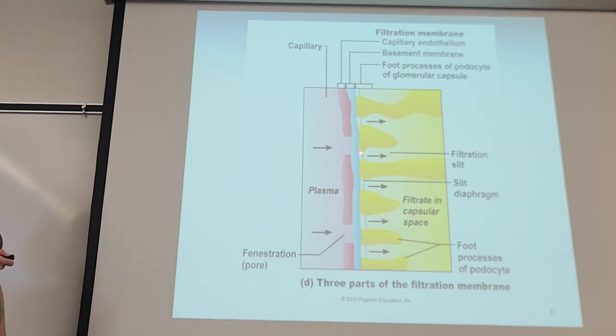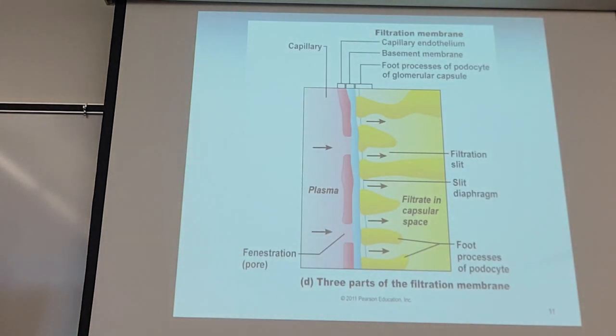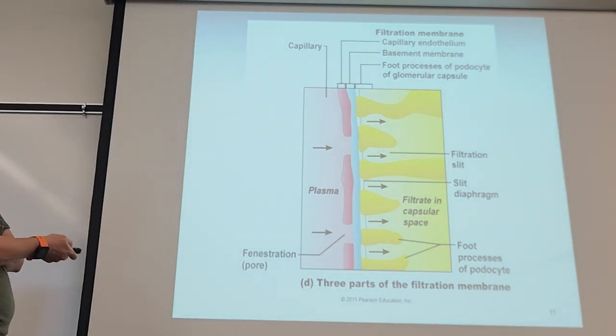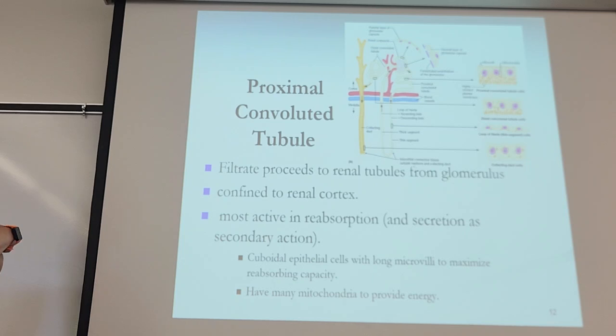Red blood cells, too big. White blood cells, too big. Platelets, too big. Okay, so everything you want to hold on to can't get through this pathway. So that's why we've got multiple layers there. Again, with structure comes function. We know this throughout the body.